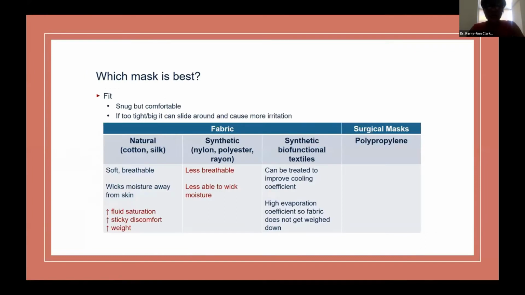So patients will ask you which mask is best. And their recommendation in the article is that you need to find a mask that fits snug but comfortable, not too tight and not too big. And I know we see one or the other all day, every day. The best fit to prevent maskne will probably be a surgical mask. And then you have your new group of synthetic biofunctional textiles, which are just treated masks that improve the cooling and evaporation of the mask. Then as far as the rest of the fabric masks, your next best bet will be natural cotton or silk. And the worst of the line will be your synthetic mask.